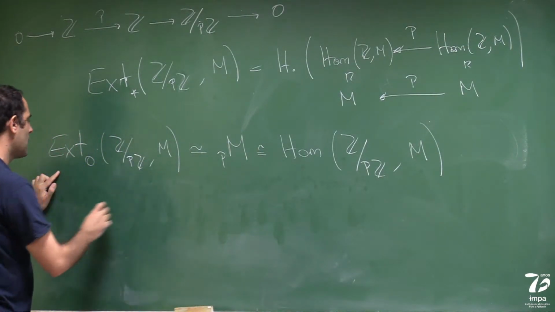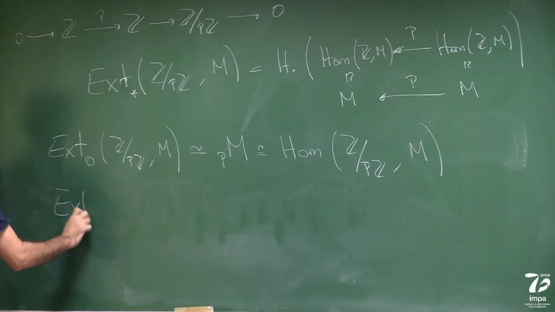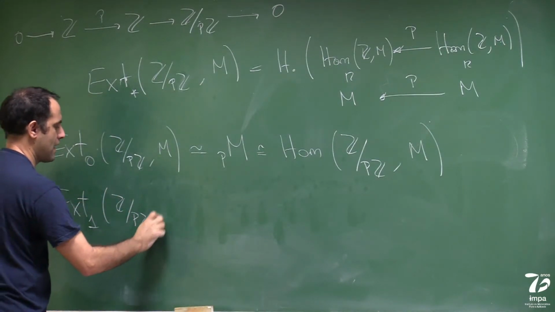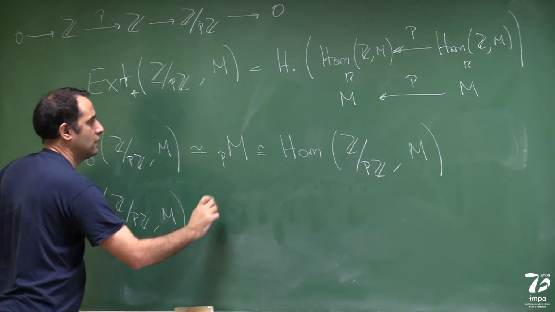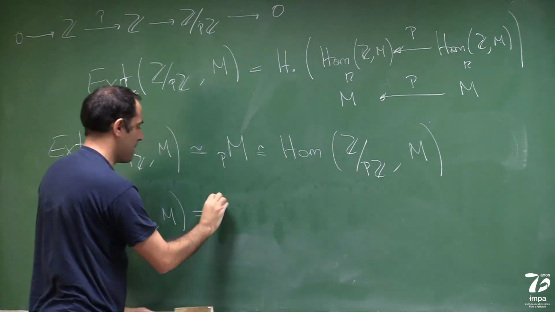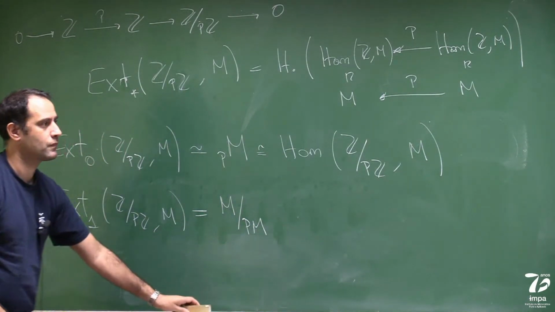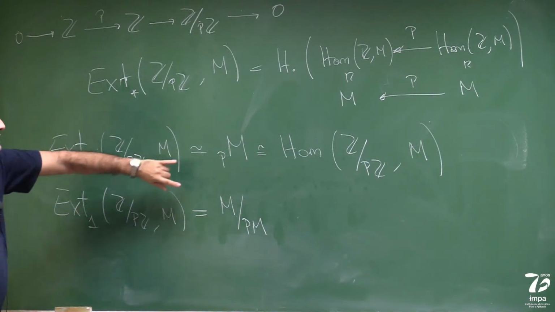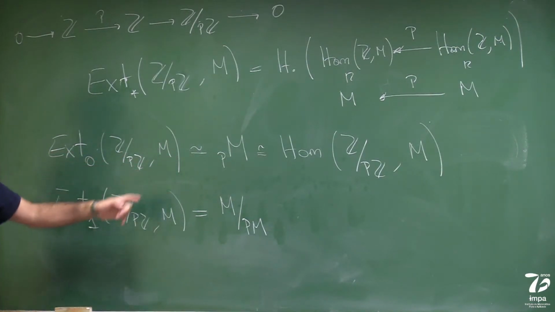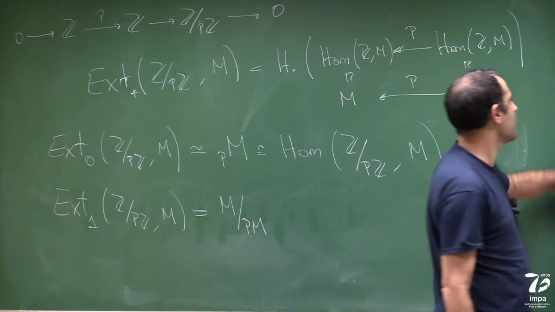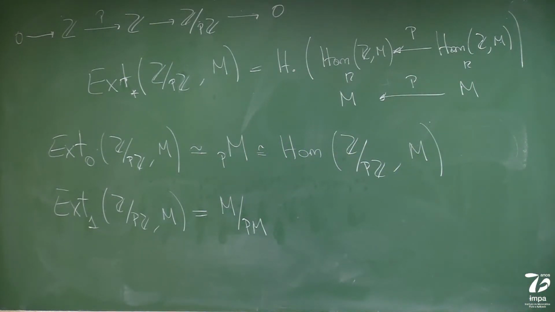We got that. And Ext^1(Z/pZ, M), well, this is M divided by p. Notice that this is exactly the opposite of what Tor gave us. So Tor_0 gave us the quotient, and Tor_1 gave us the torsion.